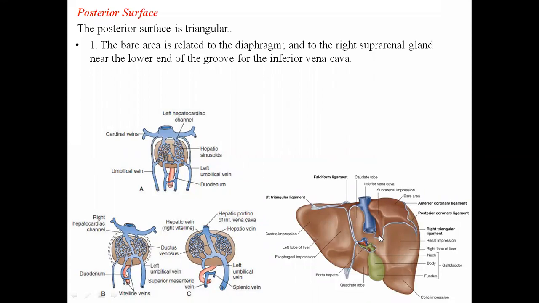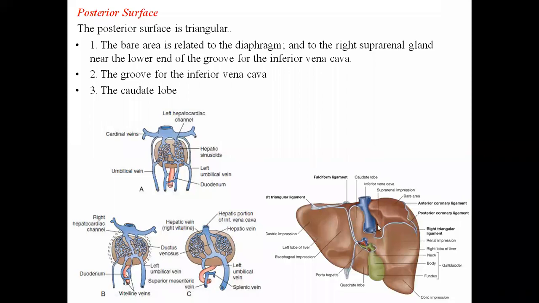So in other words, you can say that the right suprarenal gland and the liver are very close with each other. They approximate each other. There is nothing in between them. They are very close with each other. So this area, the right suprarenal gland, is near the lower end of the groove for the inferior vena cava. Yes, this is the lower end of the groove for the inferior vena cava. We cannot see that area, but you have to assume that there is the suprarenal gland.